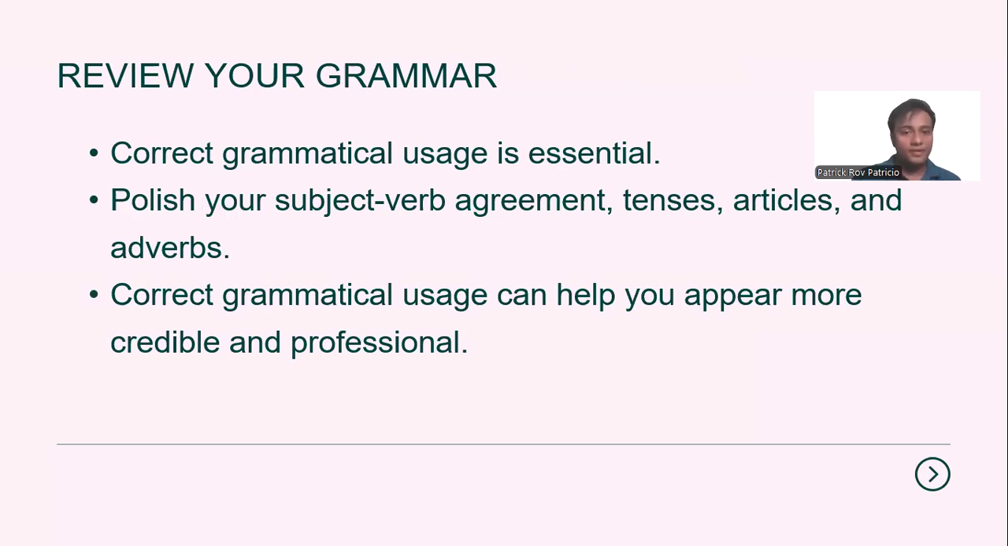Next is to review your grammar. Correct grammatical usage is essential in our writing. So polish your subject-verb agreement; the use of tenses, articles, and adverbs can go a long way in improving the readability of your message. Correct grammatical usage can help you appear more credible and professional. So this is very important.